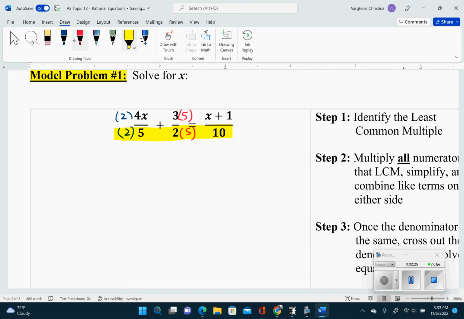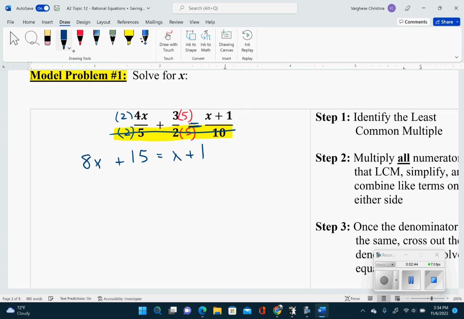And we also have an equal sign between this, right? As soon as we have that, we can cross out the denominators, and then we have a simple equation. 2 times 4x is going to give us 8x, plus 3 times 5 is going to give us 15, is equal to x plus 1.